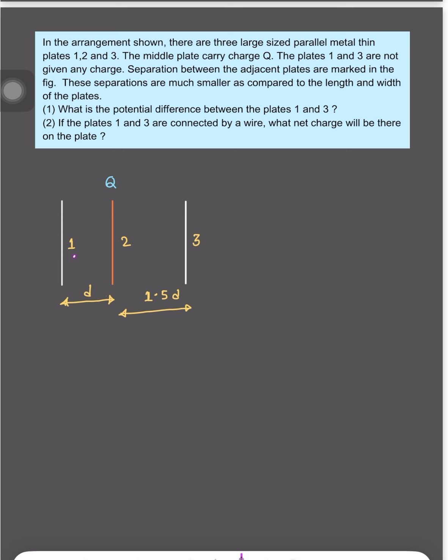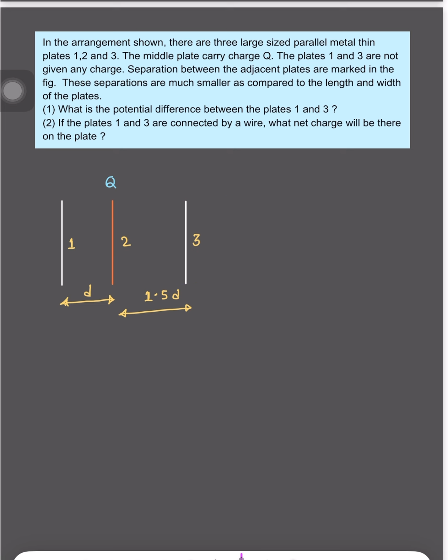Separation between 1 and 2 is D. Separation between 2 and 3 is 1.5 D. That means there are unequal separations and the middle plate carries charge Q. This is mentioned in the question language, and this D separation is much smaller than the size of the metal plates. जो इनकी width and length है उससे काफ़ी कम गैप है ये.